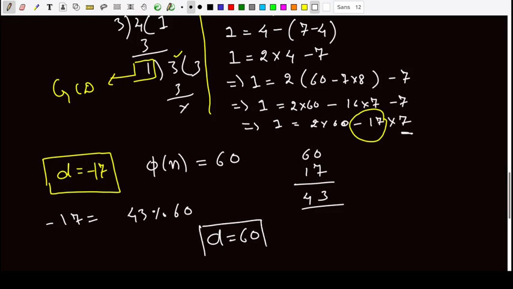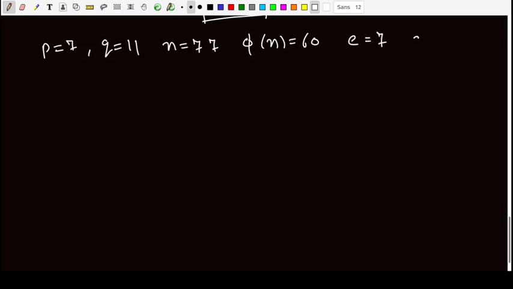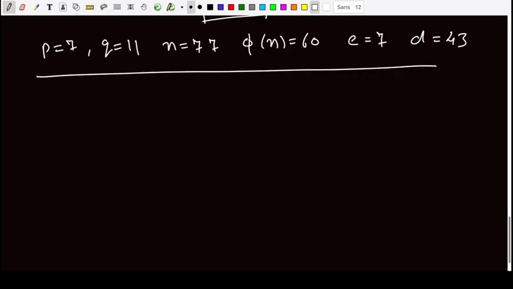Okay. All right. So now, since we know the values, let me just summarize it one more time. We started with the prime numbers P equals 7, Q equals 11, and n equals 77, phi n equals 60, and E we assumed to be 7, and D we have figured out is 43. Alright, so these things are known. Now let us perform the encryption and decryption.